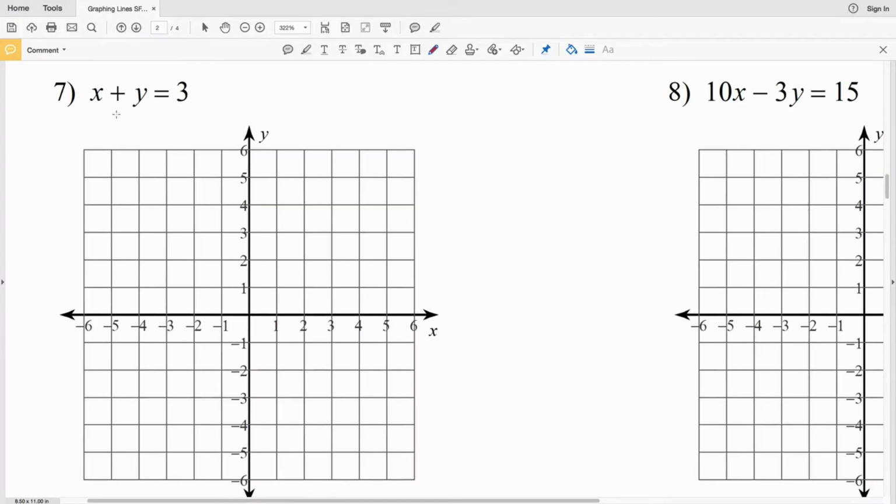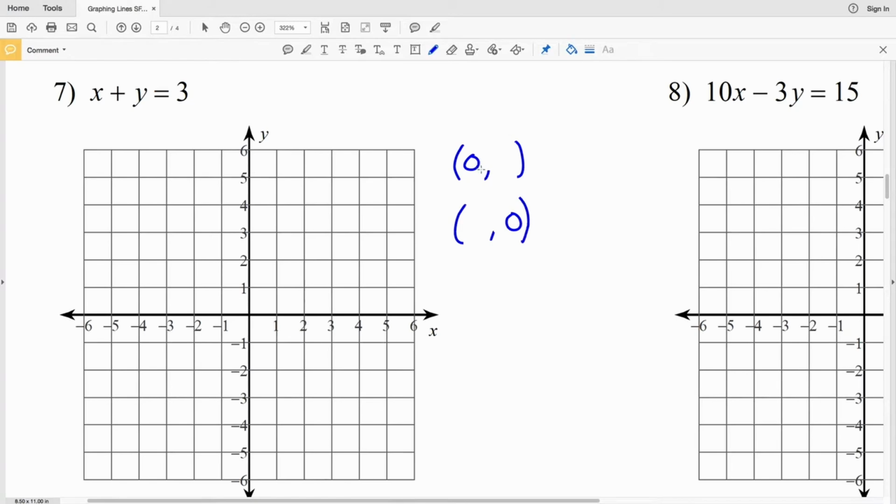I find that the easiest way to graph standard form is to find the x-intercept and then to find the y-intercept. Once you have those 2 points, that's all you need to make a line. The y-intercept is when x is equal to 0, and the x-intercept is when y is equal to 0.